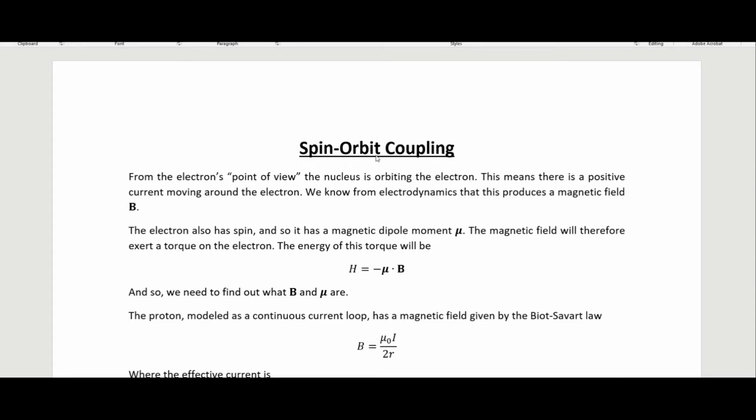In this video, I will be talking about spin-orbit coupling. We need a correction to the energy for spin-orbit coupling, as well as the fine structure of hydrogen, which was the last video. At the end of this video, I will combine those two together to show the first order correction using both of these. From the electron's point of view, the nucleus is actually orbiting the electron.